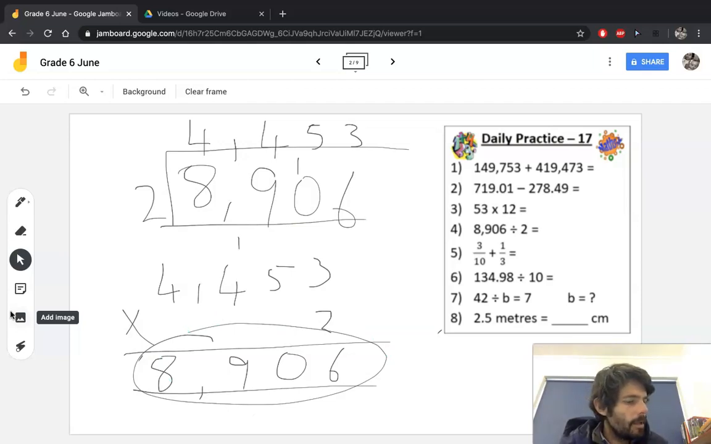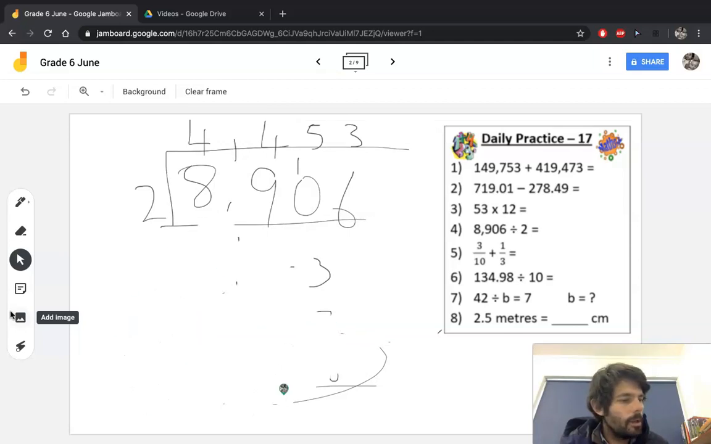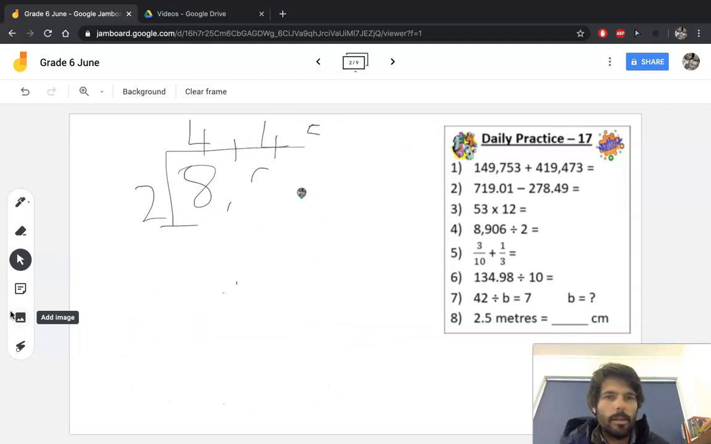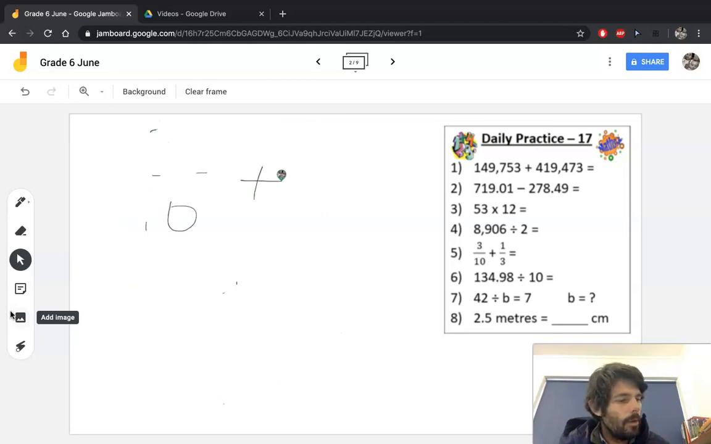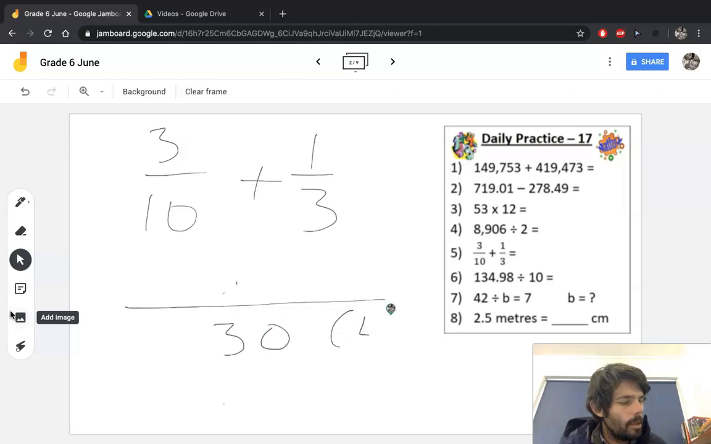Question number 5, the addition of fractions. And you can notice that they have different denominators. So 3 over 10 plus 1/3. Your lowest common multiple of 10 and 3 is going to be 30. So remember, we call that the LCD, lowest common denominator.